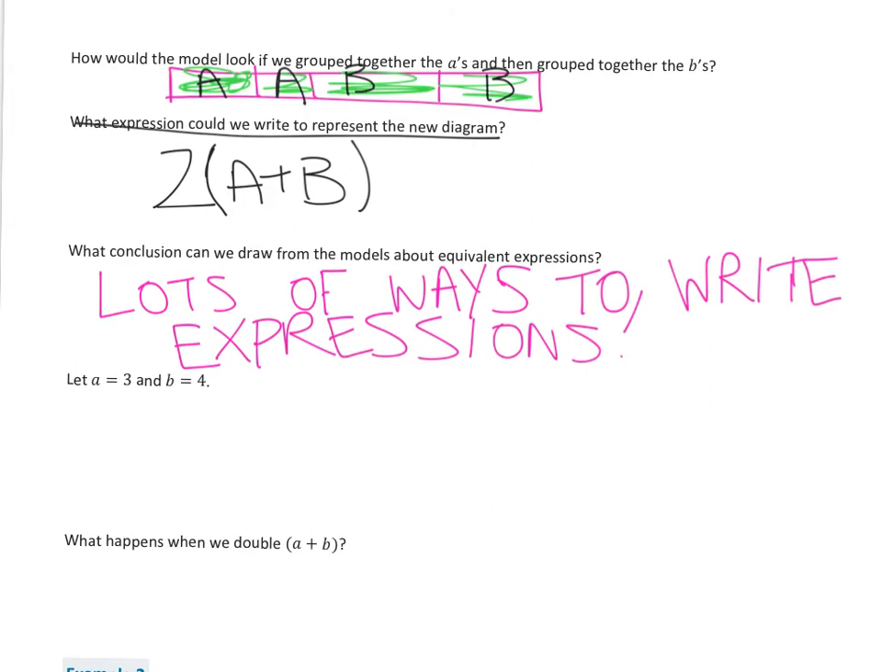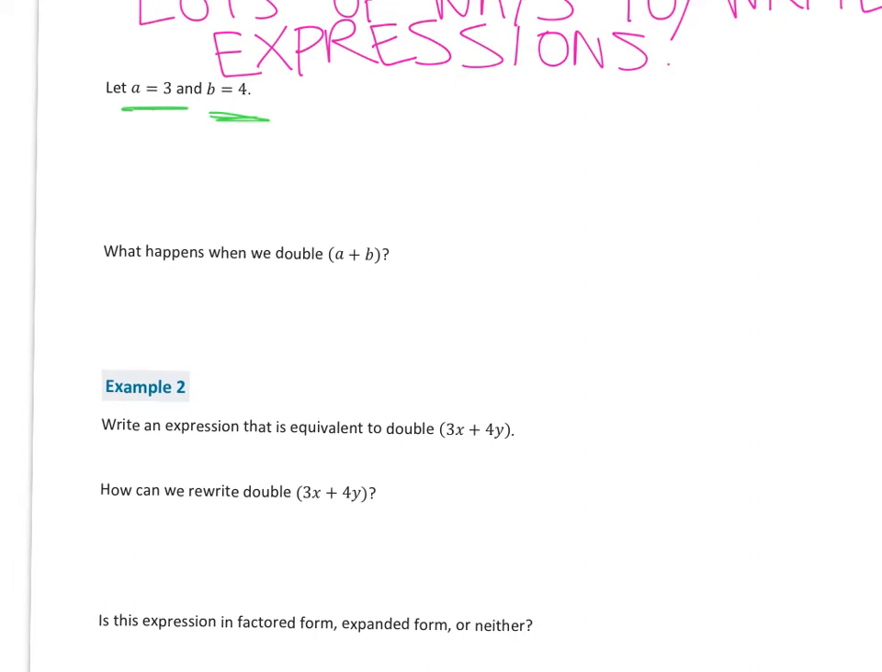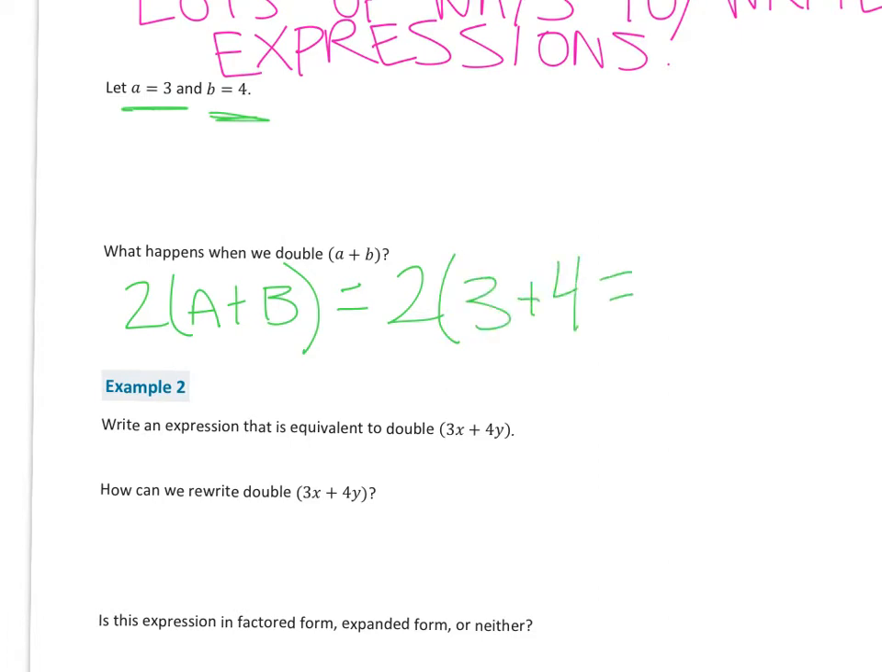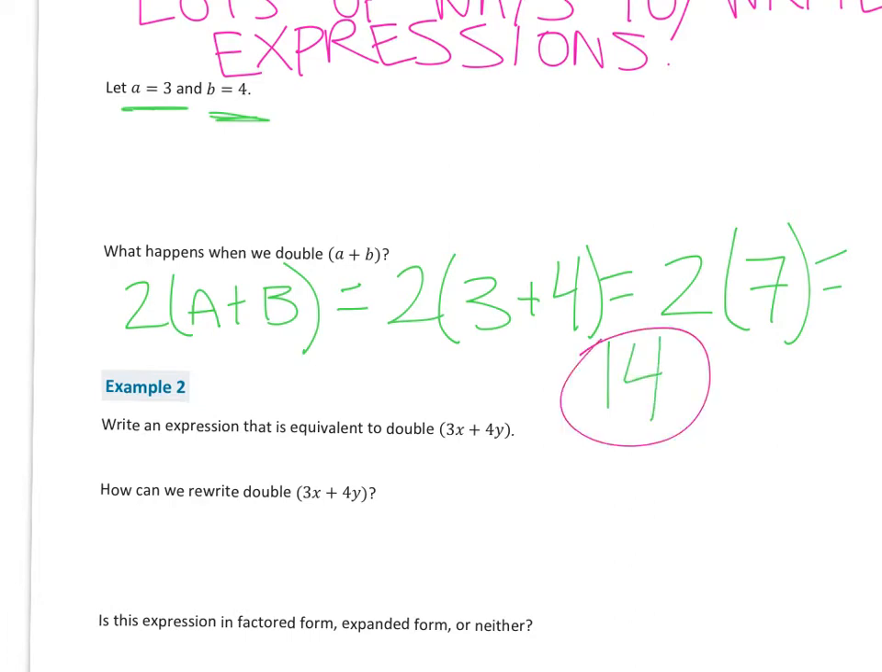Alright, so to keep thinking about this problem, we're going to let A equal 3 and B is going to equal 4. Let's see what happens. So then what happens when we double A plus B? So if we double A plus B, then that's going to look like this. But we have values, so we know that that equation's really 3 plus 4, which is really 2 times 7, which is really 14. There we go.